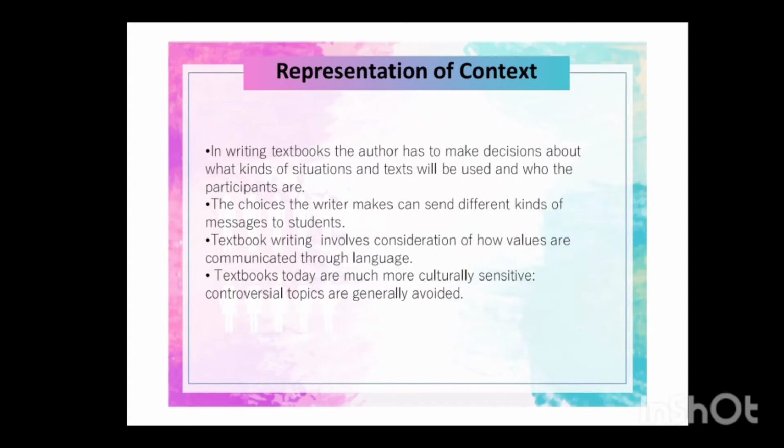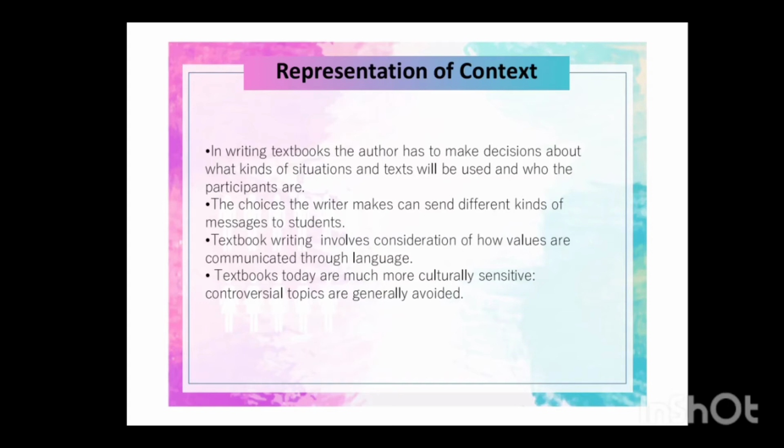And the second issue is representation of context. In writing a textbook, the author has to make decisions about what kinds of situation and text will be used and who the participants are. So when we are teaching in a classroom, we have the situation, but when we are writing a textbook, we have to design it. We have to think about the situation. We have to make a decision about it.